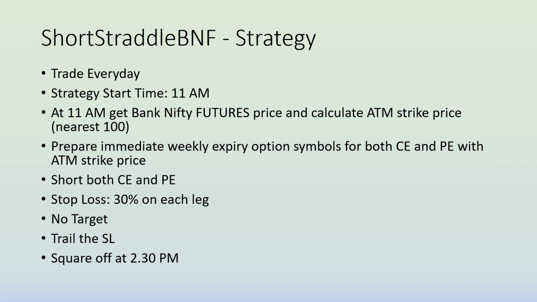Prepare immediate weekly expiry option symbols for both CE and PE with the ATM strike price. We are not doing any plus 100 or minus 100, nothing. We are just taking the ATM strike price and getting the CE and PE symbols of the ATM strike price. Short both of them. Stop loss is 30% on each leg. There is no target in this strategy. Trade with SL, square off at 2:30 p.m. That's it. Start at 11 a.m., square off at 2:30 p.m.